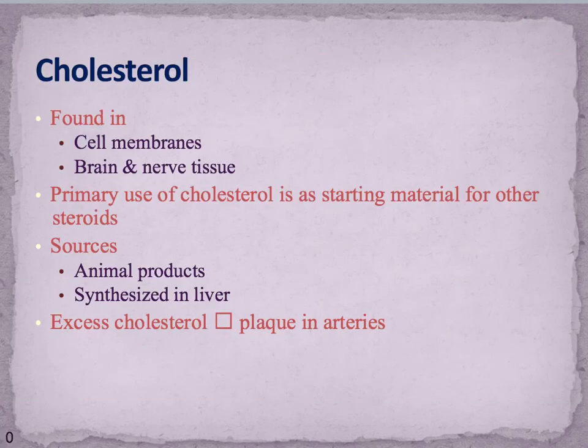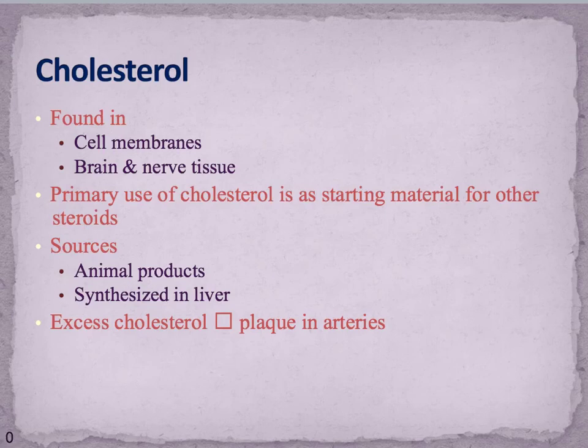So cholesterol is found in cell membranes. It's also found in brain and nerve tissue. So also another important reason that we need some cholesterol. The problem is that we have too much cholesterol. I would suspect that very few people in the United States have an issue with too little cholesterol. And so the primary use is it's starting material for other steroids. So we've got to build other steroids. So it makes this nice, not a blank slate, but a fairly simple molecule that the body can then use to build other things.